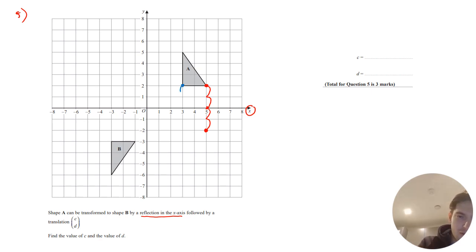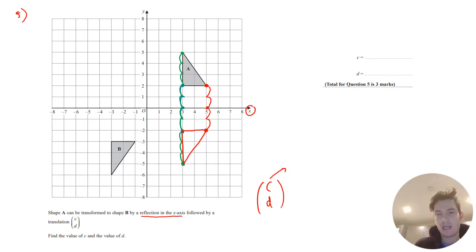Different color, 1, 2. So 1, 2 down here, and then we'll use a green for this one. 1, 2, 3, 4, 5. So 1, 2, 3, 4, 5. So there's my shape. Now let's draw it. That's the shape. And then it says a translation CD. Now I know when I have a translation, the top one tells me how much I'm going right or left, and the bottom one tells me up or down.